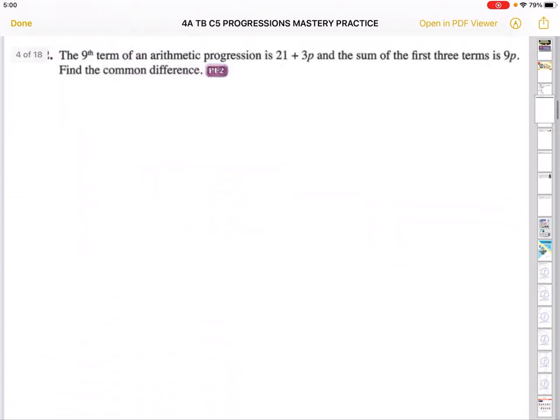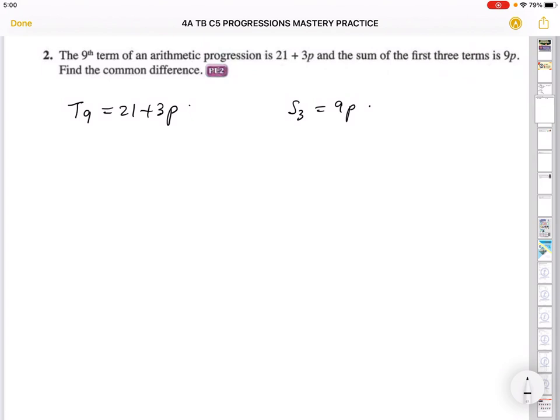Let's move on to question number 2. The ninth term of an arithmetic progression is 21 plus 3p. The sum of the first three terms is 9p. We're supposed to find the common difference. The thing that makes it difficult is that you're given the answer in terms of p, you're not given it in numerical form.